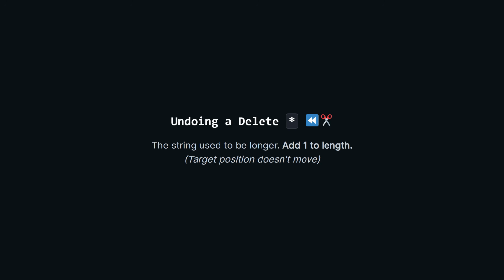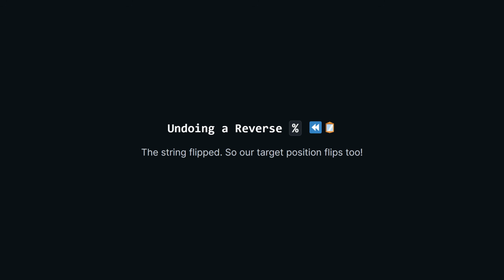Reversing a delete is easy. If we hit a star while going backwards, it means a letter was chopped off. So, in the past, the text was 1 character longer. We just increase our length counter. Our target index doesn't shift at all. What about reversing? If the text was completely flipped, then our target spot must have been mirrored onto the opposite side of the text before the flip happened.